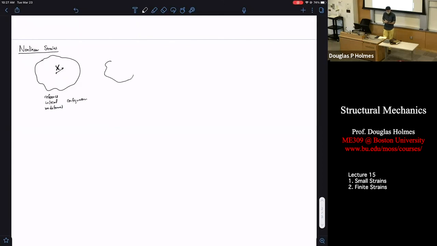And then you're going to do something to it, and it's going to be deformed. All your positions in the deformed state are going to be marked by a lowercase x. And this might be called your deformed configuration, or your current configuration.